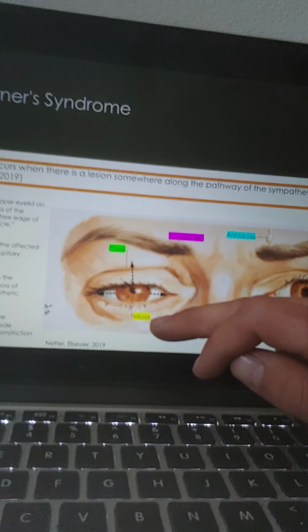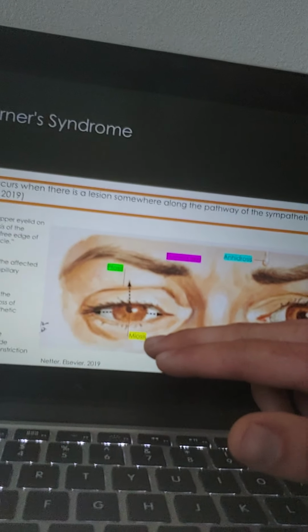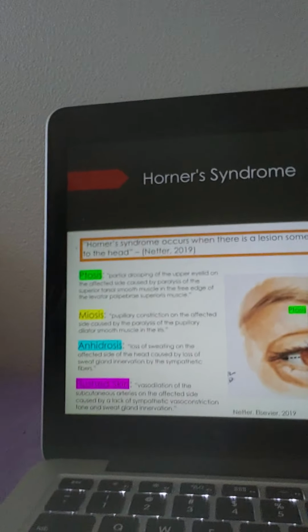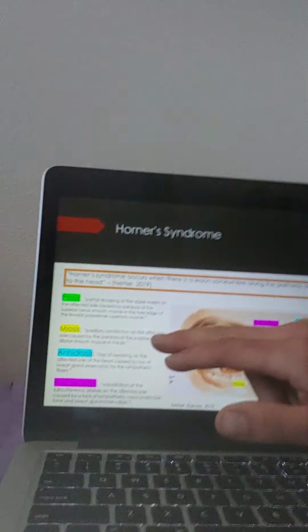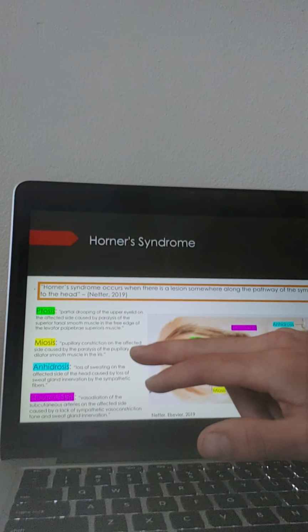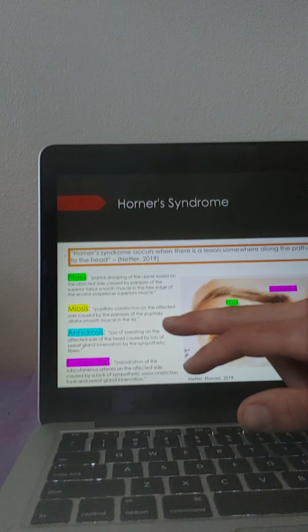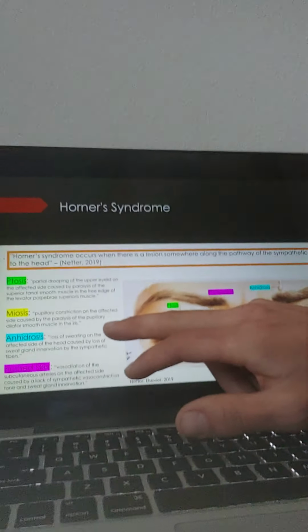One way it affects your eye is something called miosis. Not to be confused with cellular division meiosis. This miosis is pupillary constriction on the affected side caused by the paralysis of the pupillary dilator smooth muscles in the iris. And so this is really similar to what we were just talking about in the homeostatic imbalance.